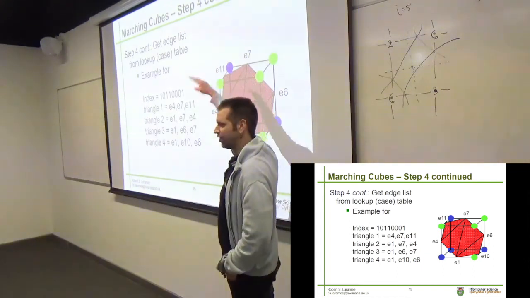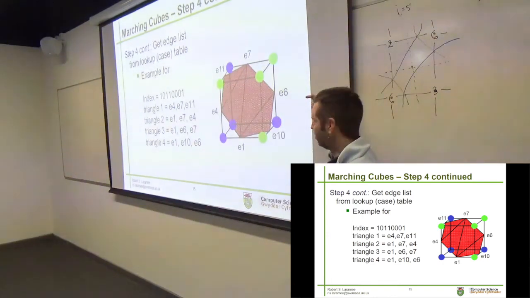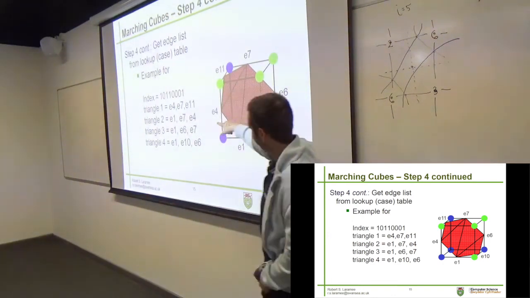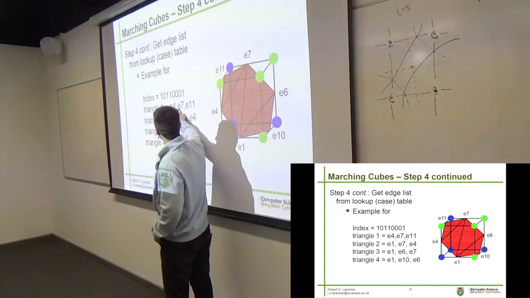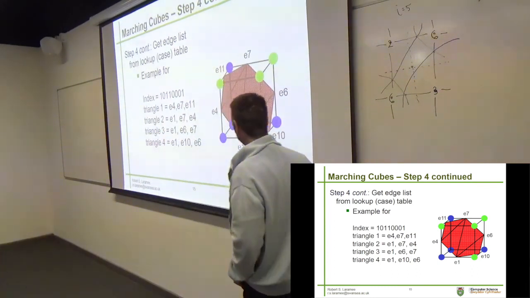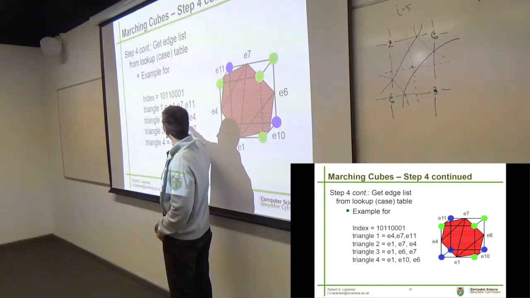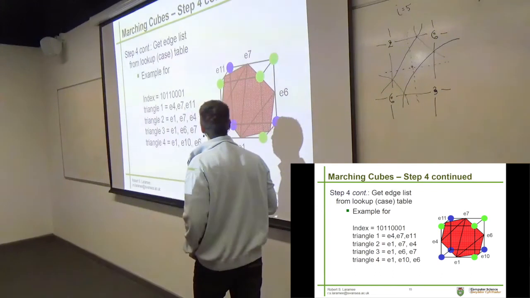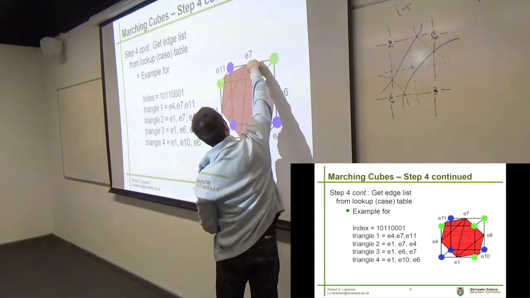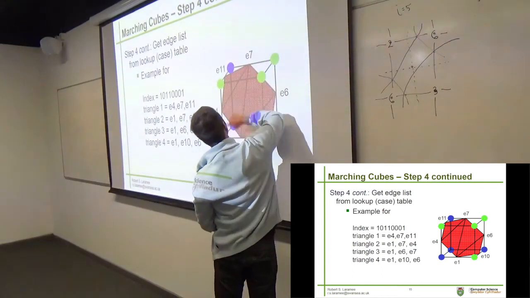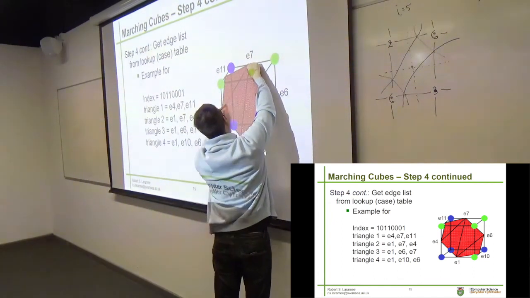On the left side of the lookup table is the index, and on the right side of the lookup table is a list of triangles, for example triangle 1, 2, 3, 4, and edges. So the first triangle is the edge intersection of E4, E7, and E11. So there's edge 4, where's edge 7? There's edge 7, and where's edge 11? There. So there's a triangle that connects those three.